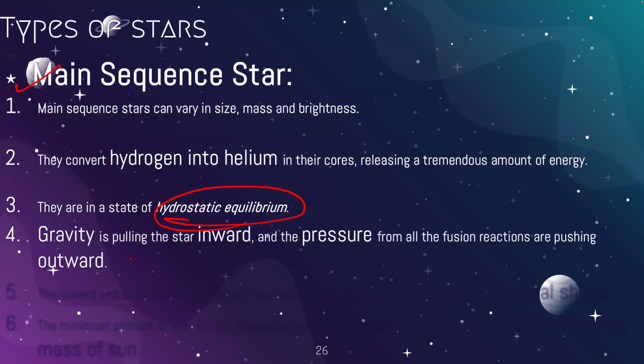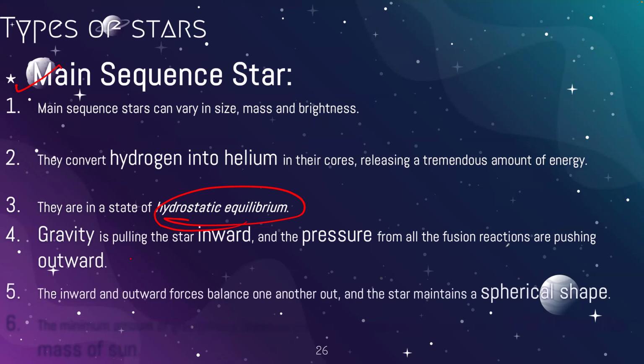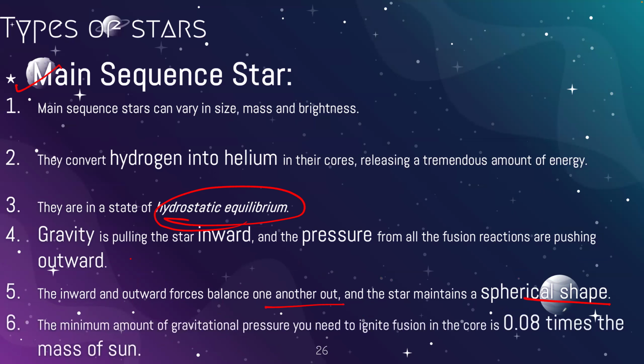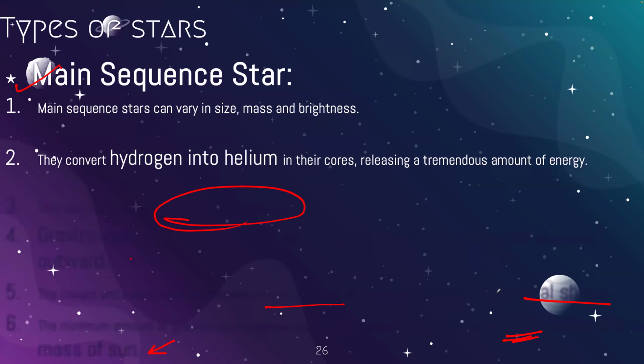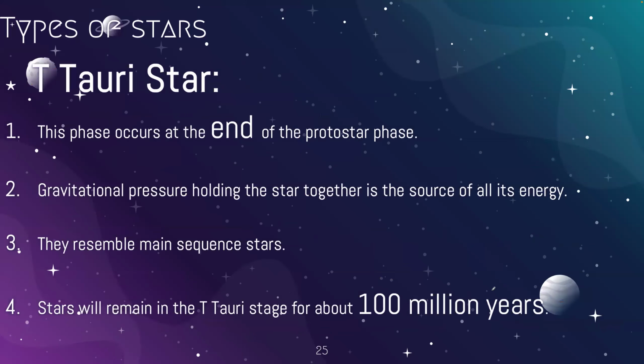So, gravity is pulling the star inward, and the pressure from all the fusion reactions is pushing outward. The inward and outward forces balance one another out, and the star maintains a spherical shape. The minimum amount of gravitational pressure you need to ignite the fusion in the core is 0.08 times the mass of the sun. And this criterion is needed. If a star does not meet this criterion, then it never forms a main sequence star. It dies as a T-Tauri star.